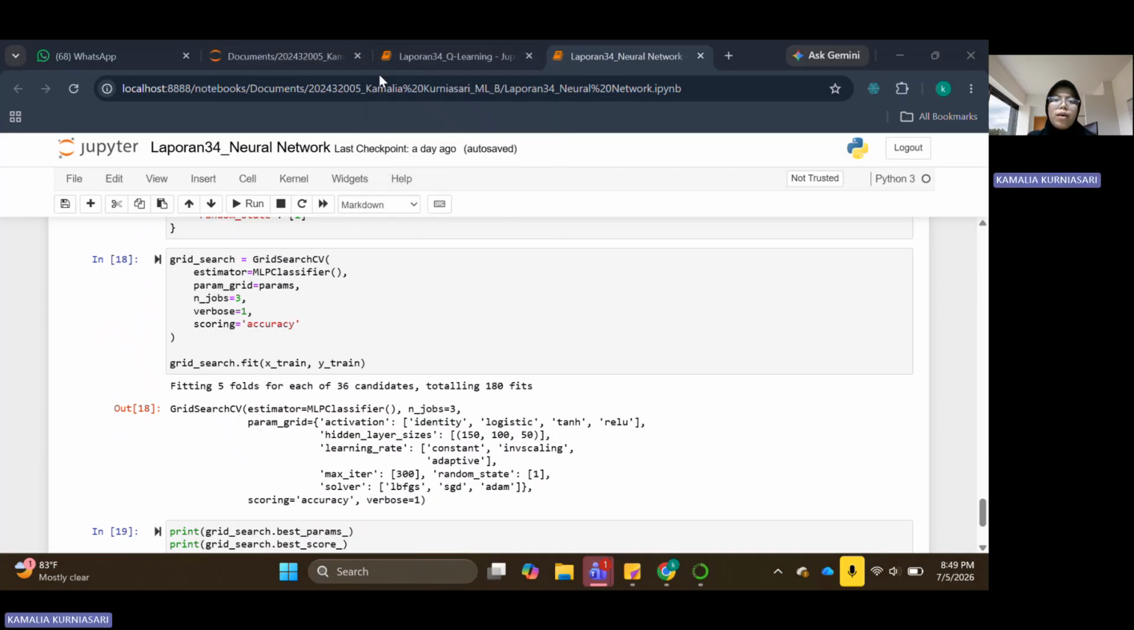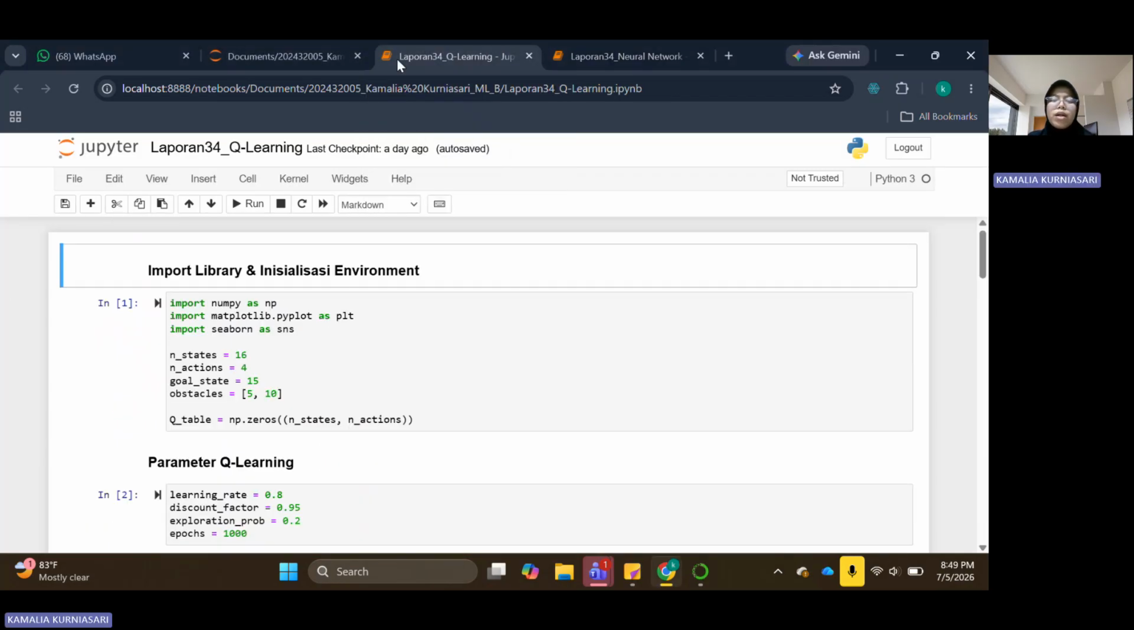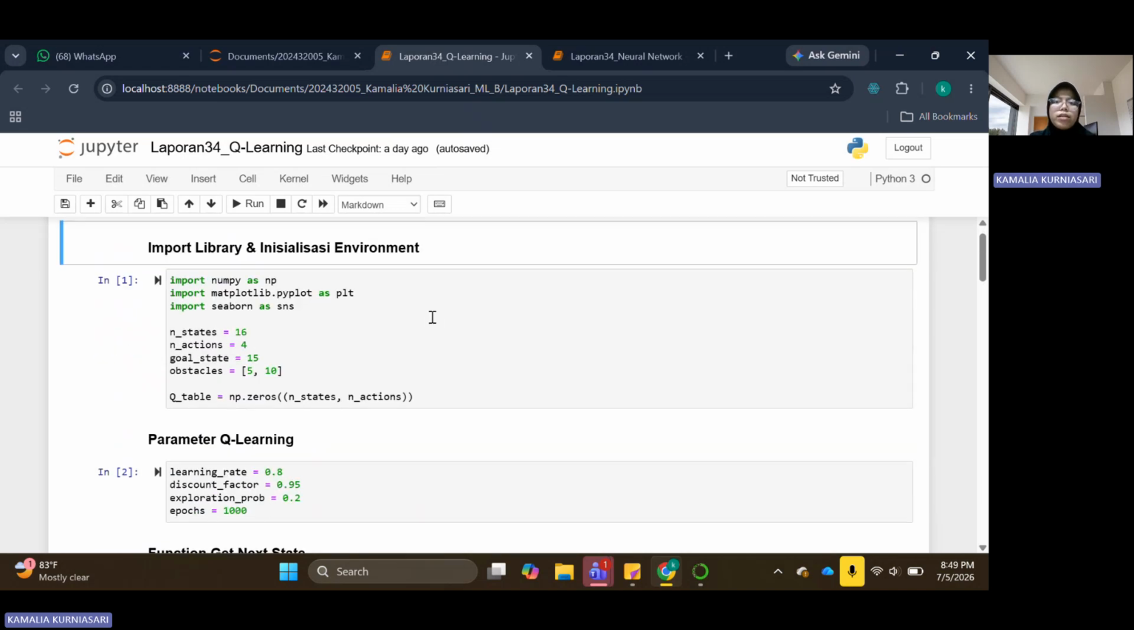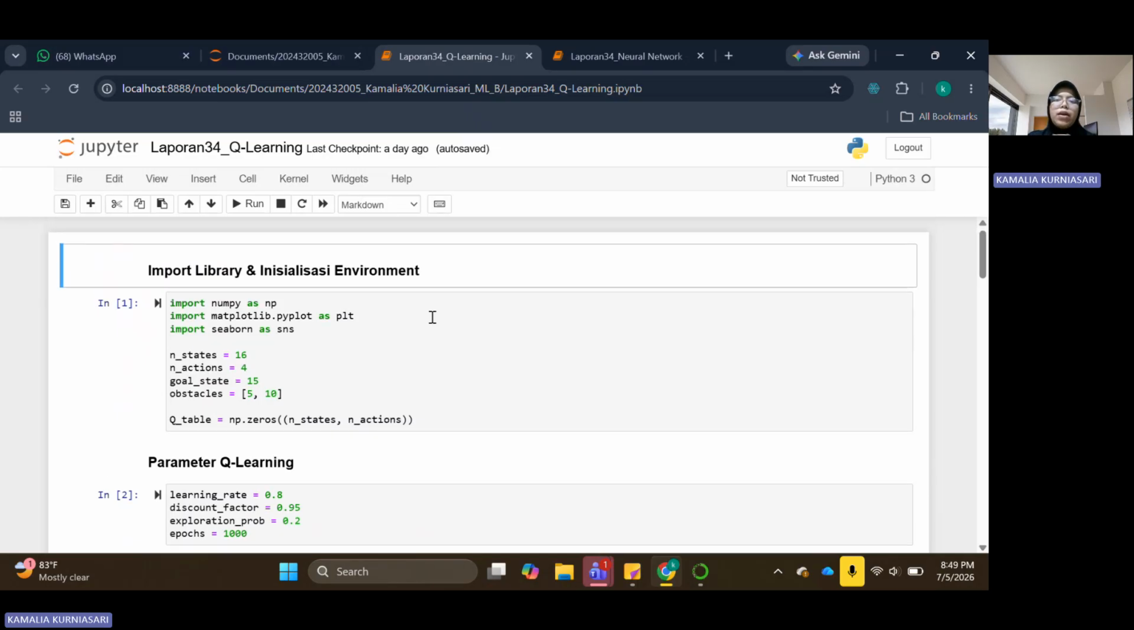Now I will explain about the Q-learning. I will continue with the Q-learning practicum. Unlike the neural network, Q-learning doesn't require a dataset. Instead, it uses an environment where an agent learns through interaction. In this practicum, the environment used was a 4 by 4 grid world, where the agent's objective was to find the optimal path from the starting state to the goal state.